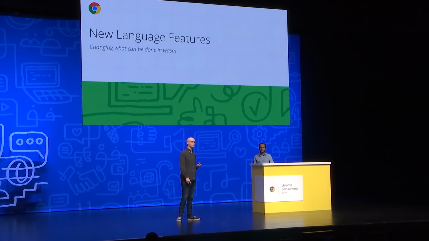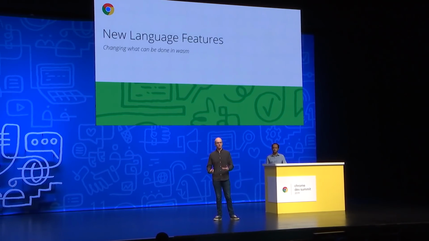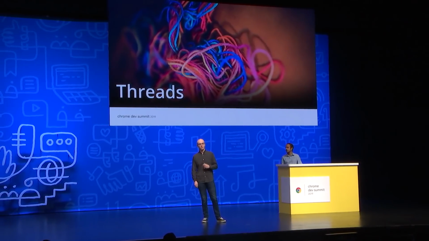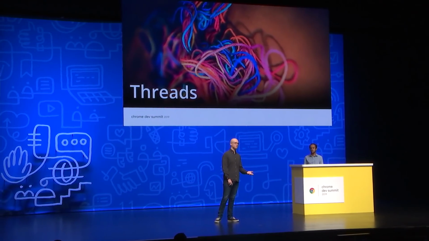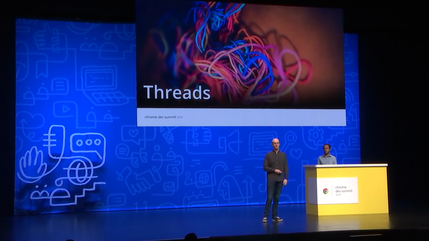OK, so now that we've covered some of the improvements that have been made in Chrome, I want to get into some of the actual new language features of WebAssembly. The first feature that I want to talk about is WebAssembly Threads. Threads are a key part of practically all CPUs, and utilizing them fully and effectively has been one of the great challenges for the web until now.